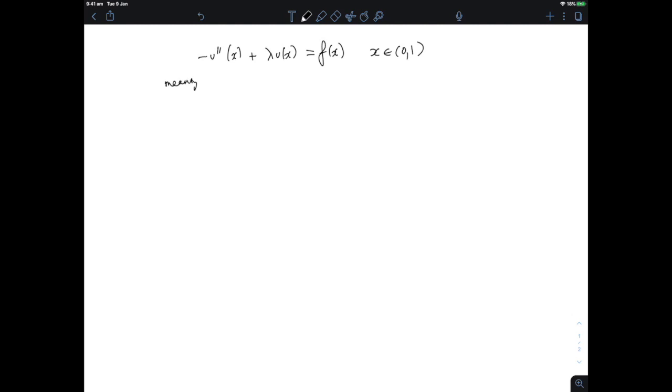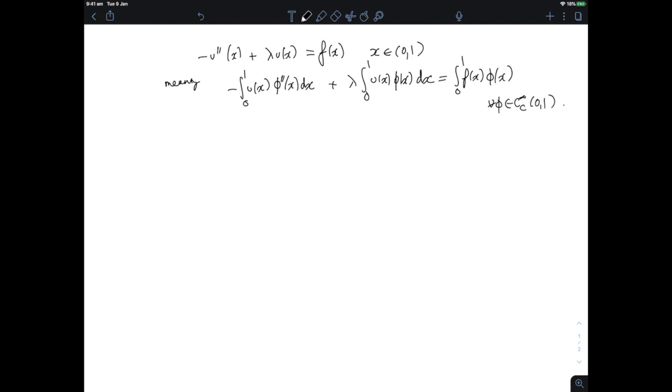interpreting in the weak sense, that is to say, meaning that minus the integral of u of x times the second derivative of phi dx plus lambda times the integral of u of x against phi dx is equal to the integral of f of x times phi of x, and we want that to hold for every phi that is C infinity and compactly supported in the interval 0, 1.